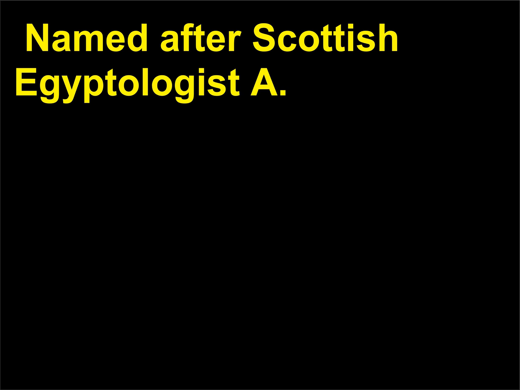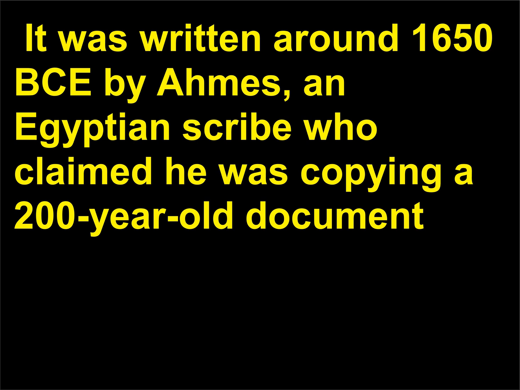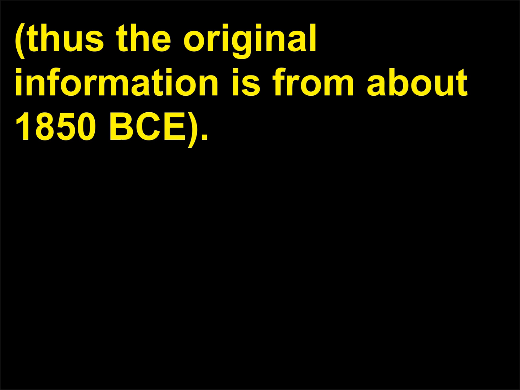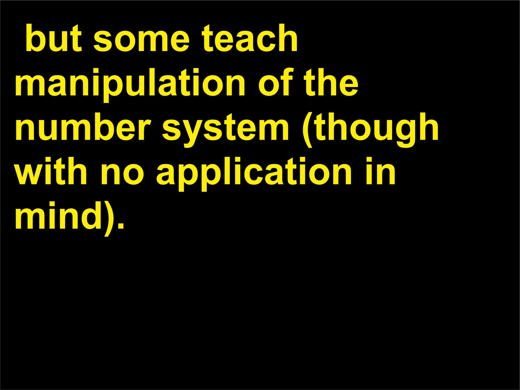Named after Scottish Egyptologist A. Henry Rhind, the Rhind papyrus is about 19 feet, 6 meters, long and 1 foot, 1/3 meter, wide. It was written around 1650 BCE by Ahmes, an Egyptian scribe who claimed he was copying a 200-year-old document. Thus the original information is from about 1850 BCE. This papyrus contains 87 mathematical problems, most of these are practical. But some teach manipulation of the number system, though with no application in mind.